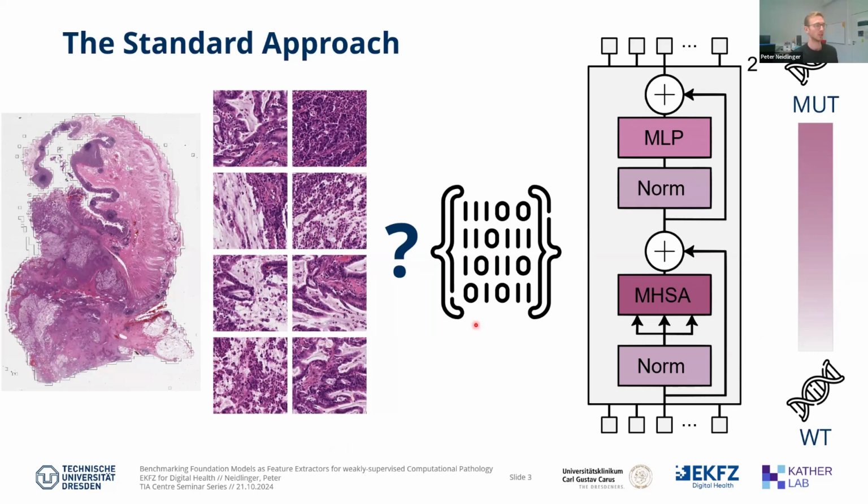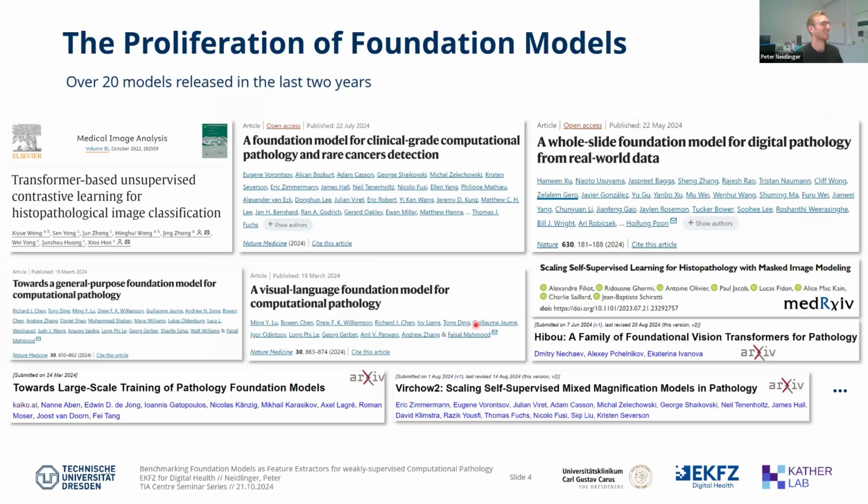And to do this, in the last few years, a lot of models have been published. For example, CTransPath already at the end of 2021, or also many others, especially in the last 12 months: UNI, Virchow, Prov-GigaPath, H-optimus, and many others. These are just some examples, and there are even more foundation models out there now. And then, of course, if you have so many models, the question is which one to use.